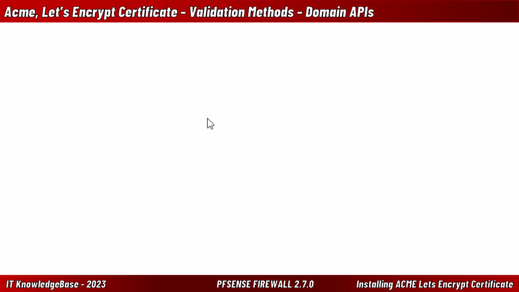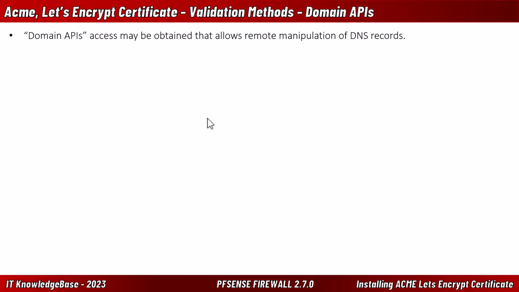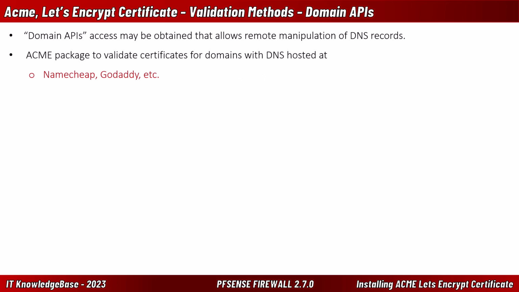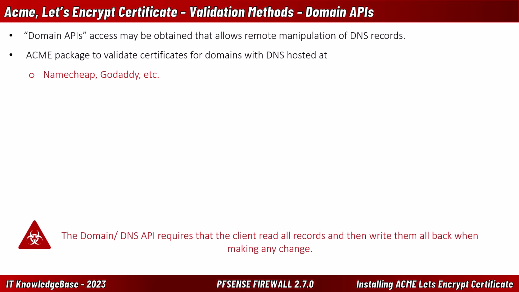Validation method, domain APIs. For certain accounts with domain APIs, access may be obtained that allows remote manipulation of DNS records. This can be used with the Acme package to validate certificates for domains hosted at Namecheap, GoDaddy, etc. using their basic DNS servers. Please note the warning here. The domain and DNS APIs require that the client read all records and then write them all back when making any changes. This is potentially dangerous. Take a backup of all DNS records on the domain before attempting to use the API.